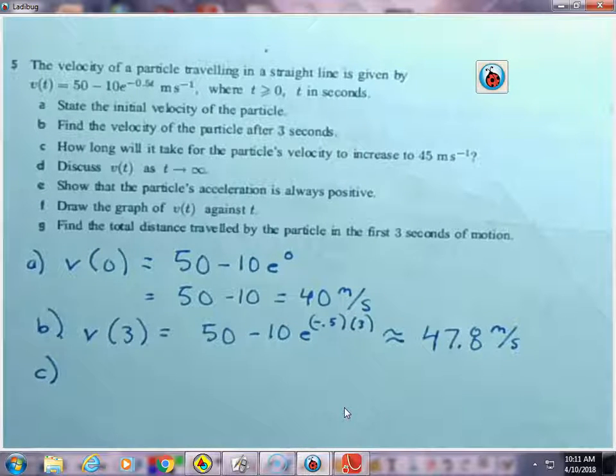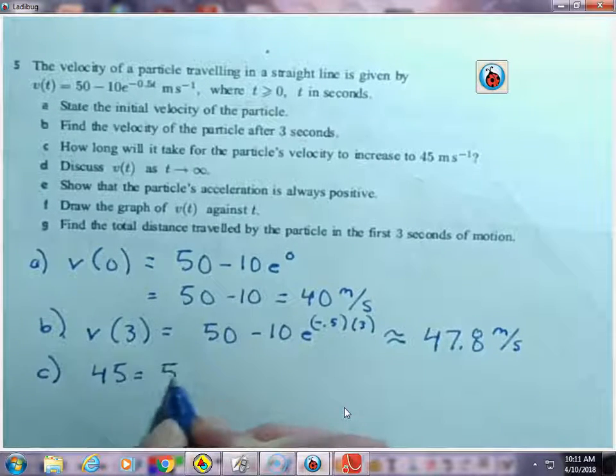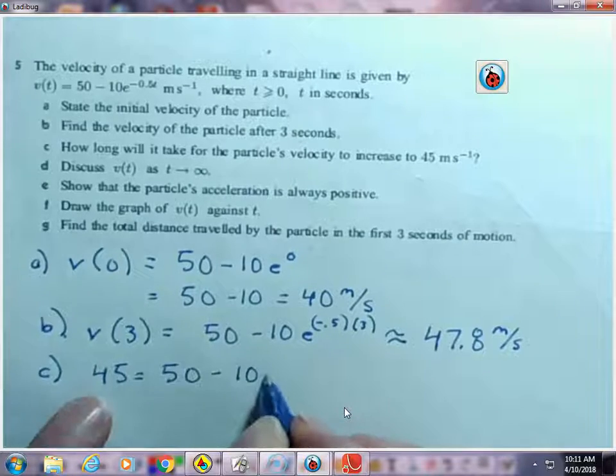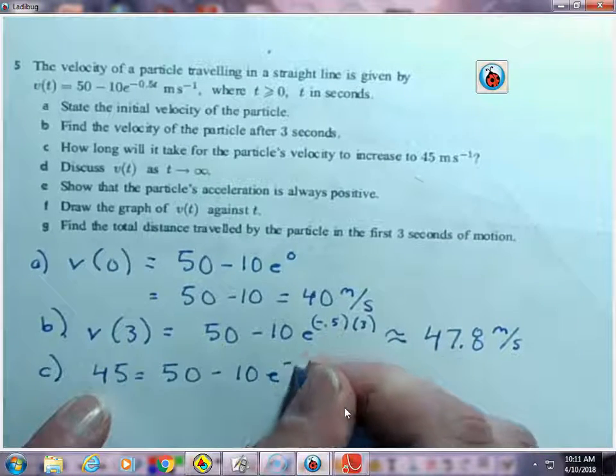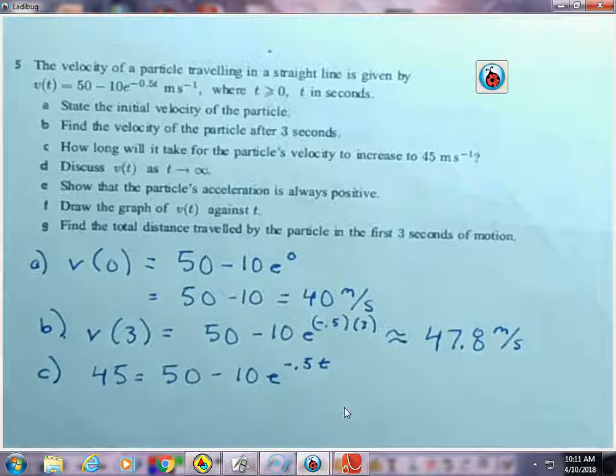It's all good. How long will it take for the particle's velocity to increase to 45 meters per second? What am I going to do? You could, but I'm not going to. But what equation would I be putting into NSOLVE if I was? Okay, so we're just setting the velocity equal to 45. We're going to solve for time. We are not going to use NSOLVE. We're just going to solve it. So tell me how to solve it.